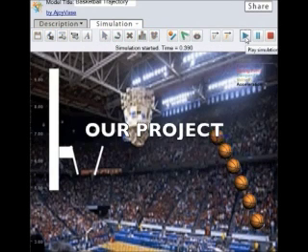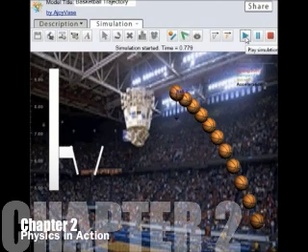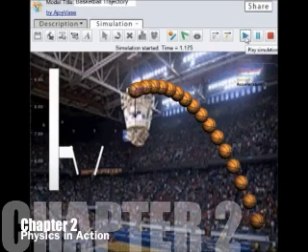The physics of free throws. Chapter 2. Physics in Action.